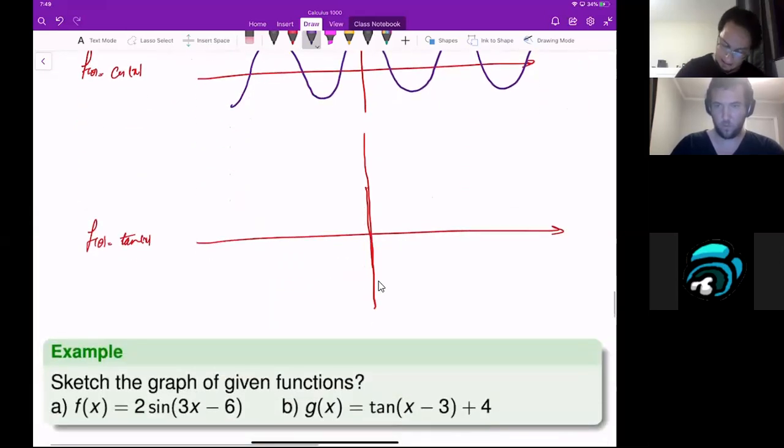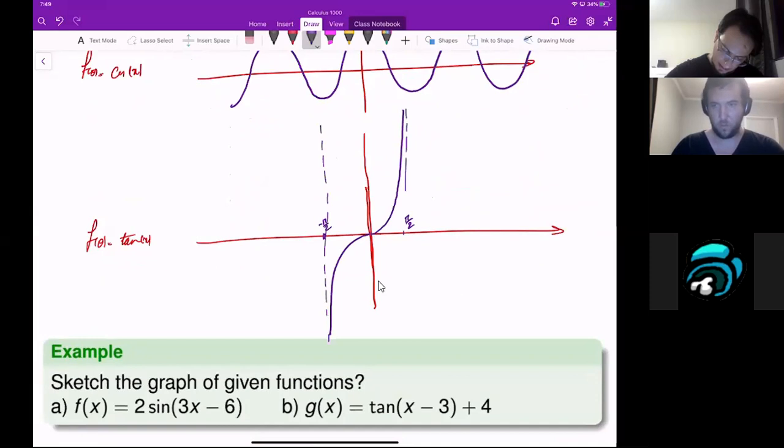For tan, it starts like that. At pi over 2 and negative pi over 2, it has a so-called vertical asymptote. We will learn about this a little bit more next week, or the videos are already posted. And then you see the same thing repeating itself.